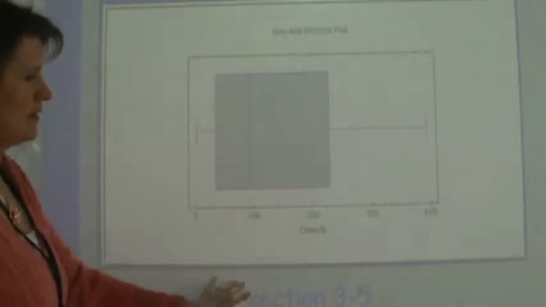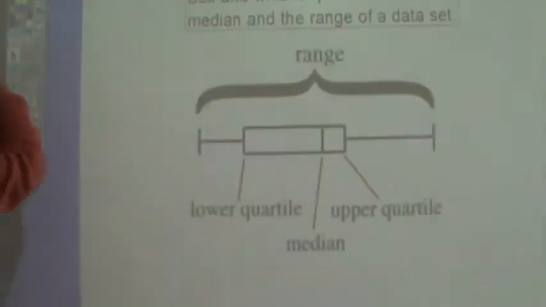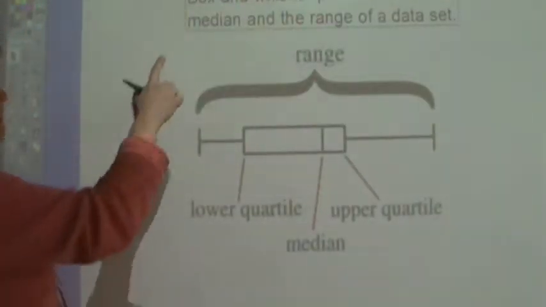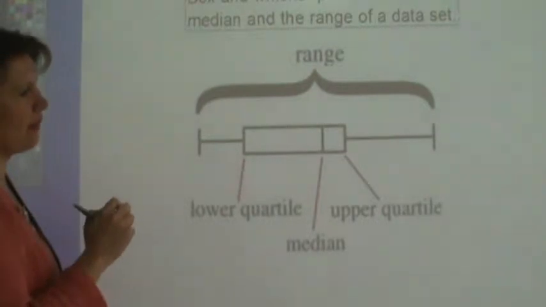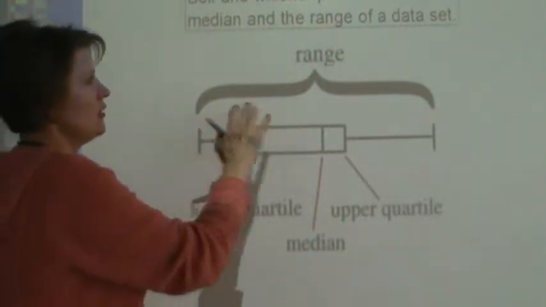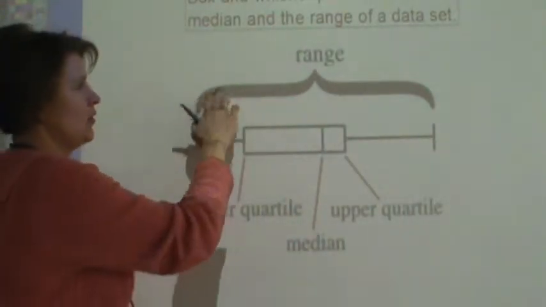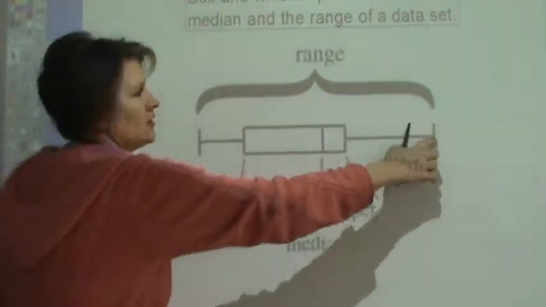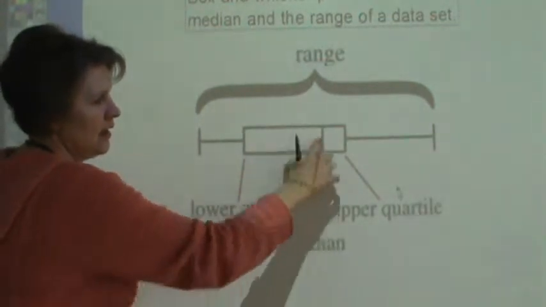Label your notes box and whisker plot, and this is section 3-5. A box and whisker plot shows the median and the range of a data set. If you remember, median is the middle number when we list everything from least to greatest, and range is going to be your highest number minus your lowest number. Your range is shown here, lowest number to highest number.